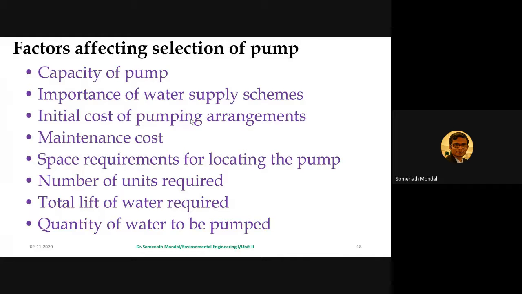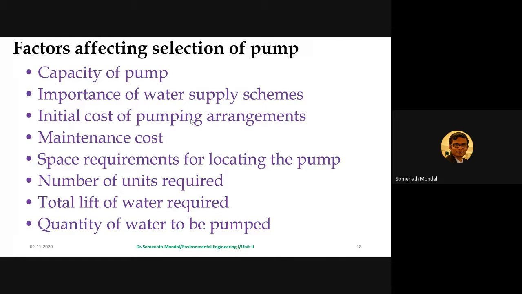Now, space requirement for locating a pump is also important, as I mentioned in the beginning, where you want to install the pump. If the pump is installed before the treatment, at the surface, or just after the treatment plant into the distribution system, or to reach the water or maintain the pressure at the farthest end of the consumption point, depending upon where exactly your pump will be located, you have to choose a particular type of pump.